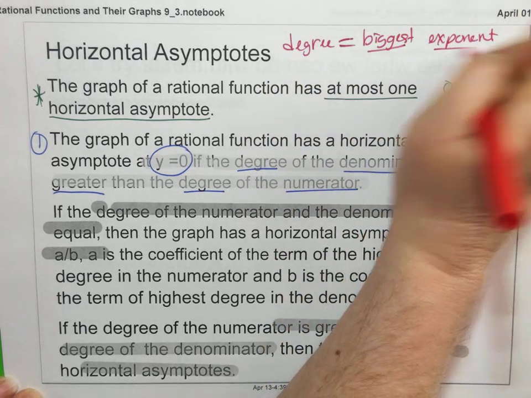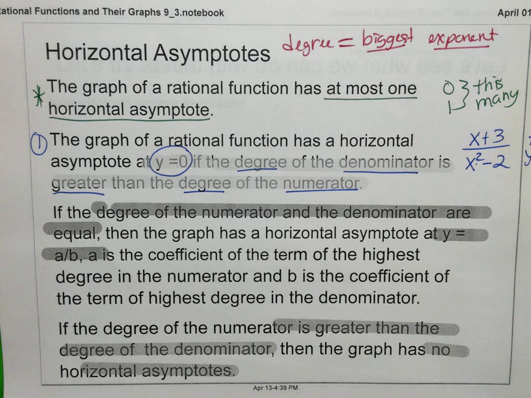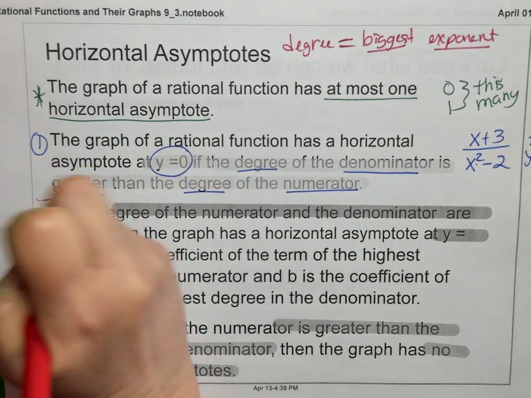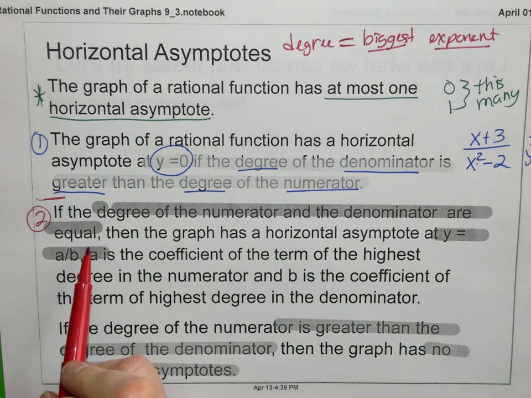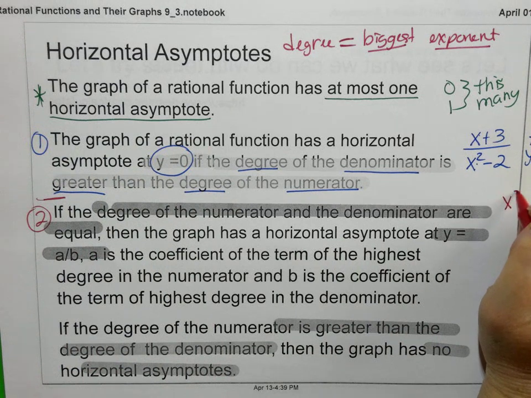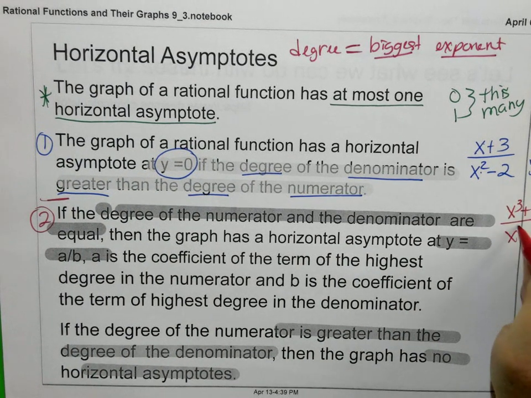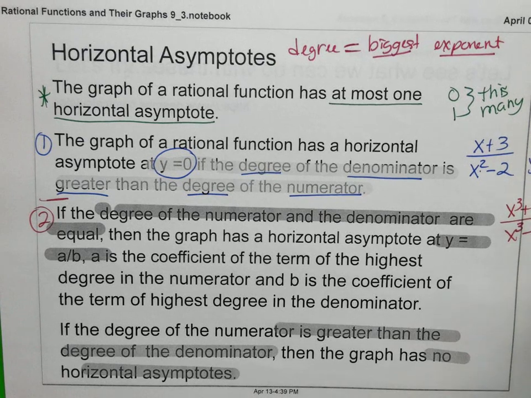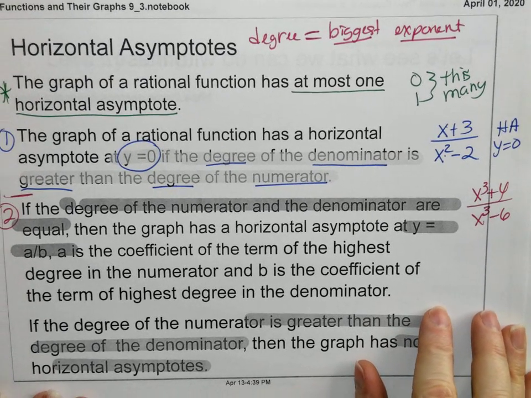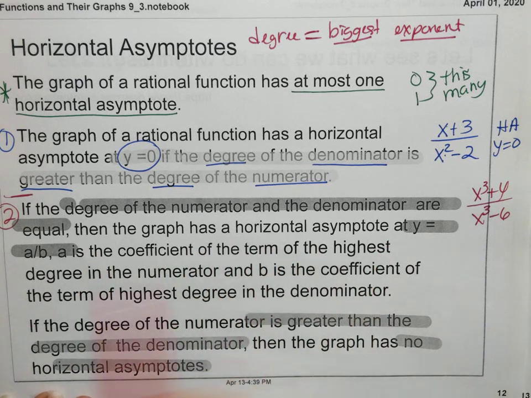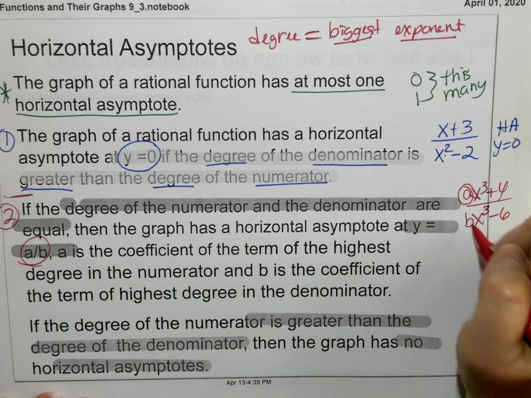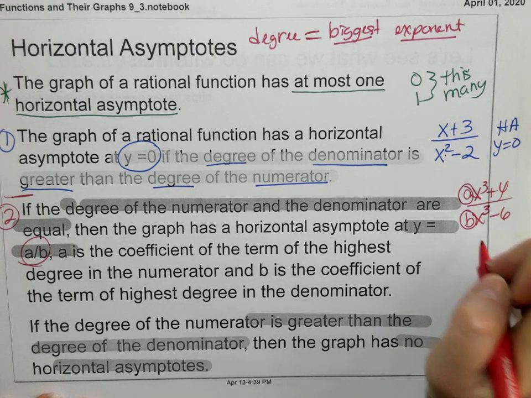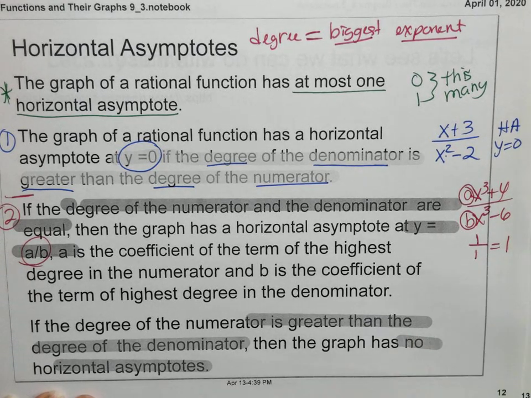Degree equals biggest exponent. Okay, rule number 2 starts right here. It says if the degree of the numerator and the degree of the denominator are equal, like x cubed plus 4 over x cubed minus 6, which both have a 3, then the graph has a horizontal asymptote at a over b. A is right here, B is right here. It's the coefficient of that term. So in this case, it would be 1 over 1 or 1.